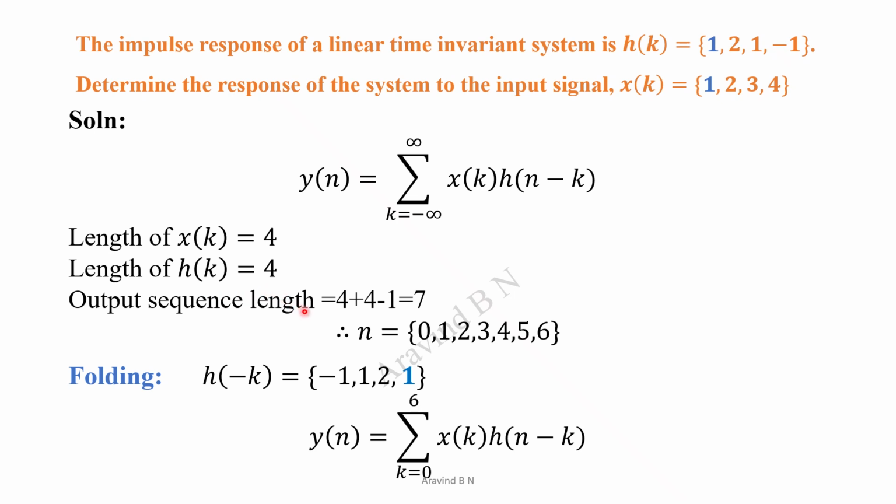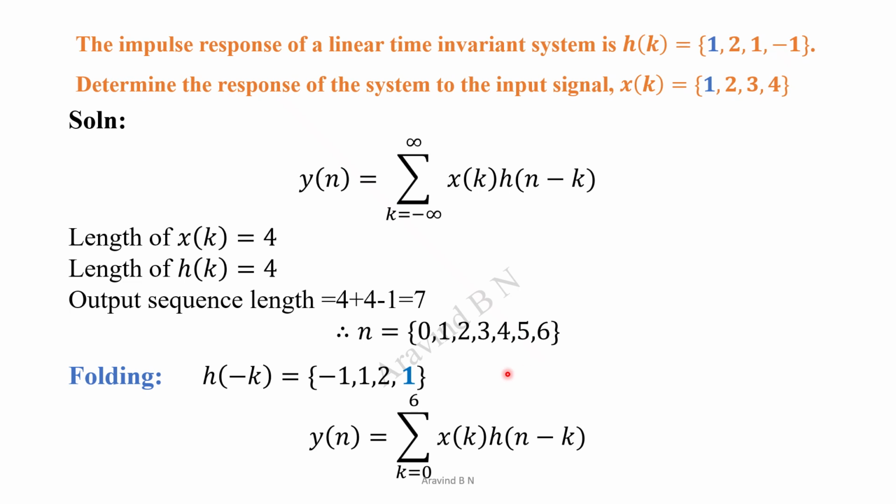Now the output sequence length is given by length of x plus length of h minus 1. So 4 plus 4 minus 1, so 7 is the answer for this one. Therefore, the n value will take the range from 0, 1, up to 6. The same is the summation range with respect to k, the same range we are going to consider.